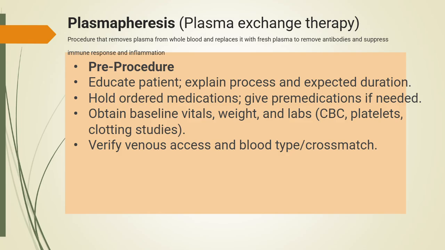Plasmapheresis, also called plasma exchange therapy, is a procedure used when patients with multiple sclerosis experience severe relapses that do not respond to high-dose steroids. This therapy works by removing the patient's plasma, the liquid part of the blood, which contains harmful antibodies involved in the immune attack on myelin.